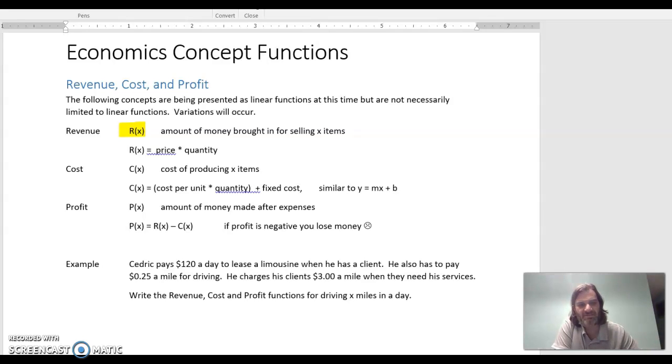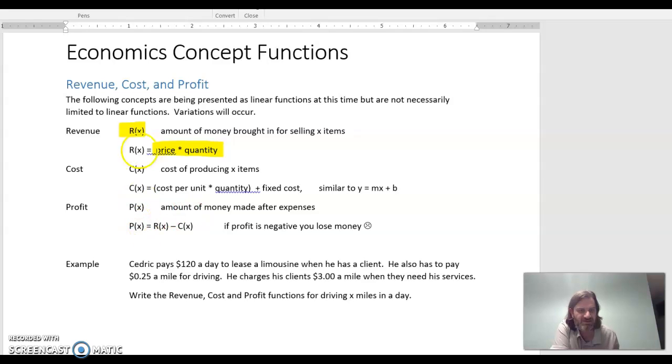But this is the money brought in for selling x items, and if you had to calculate it, you would say that the revenue is price times quantity, how many things you sell times what you charge. So this is just money you bring in. For instance, you sell 100 boxes of donuts at $8 a piece. You can multiply that and see how much money you bring in.